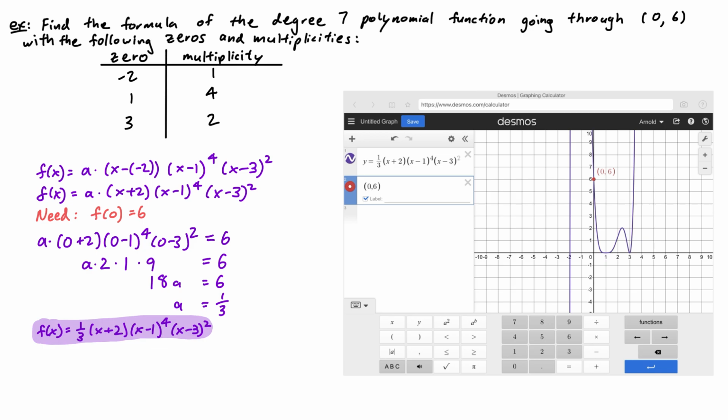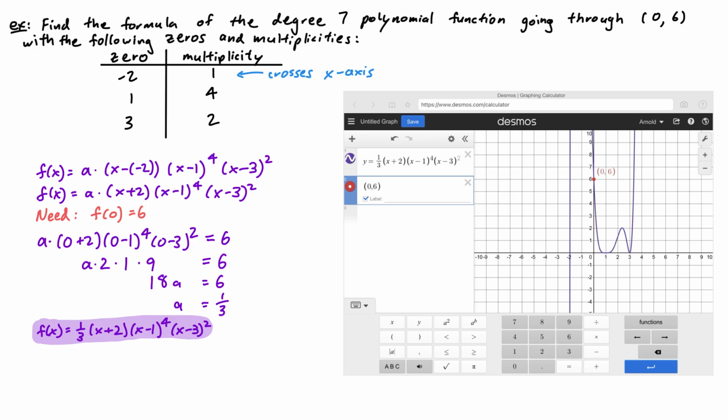Now, one last thing I want to look at is the behavior of our function at our x-intercepts. At each x-intercept, does the graph cross the x-axis, or does it touch the x-axis and then bounce off? Let's start with our leftmost x-intercept at -2. If we were to trace this graph, we see that our graph crosses the x-axis. So at the x-intercept -2, our graph crosses the x-axis.